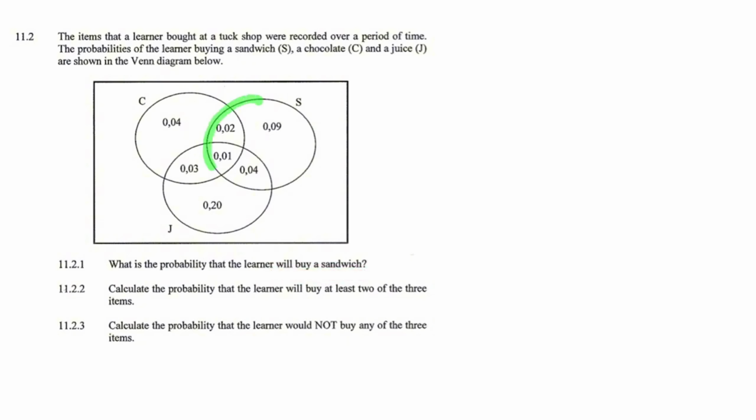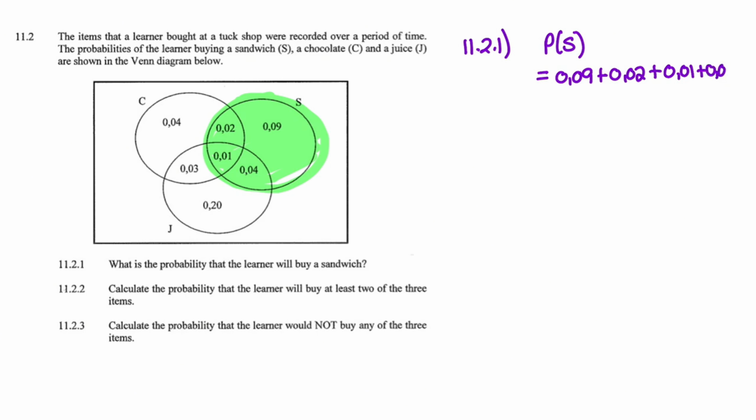So if I look at the circle of sandwich, the probability of buying a sandwich would be all of these values added together. So for the first question, I'll have the probability of a sandwich is equal to 0.09 plus 0.02 plus 0.01 plus 0.04. And that is equal to 0.16.